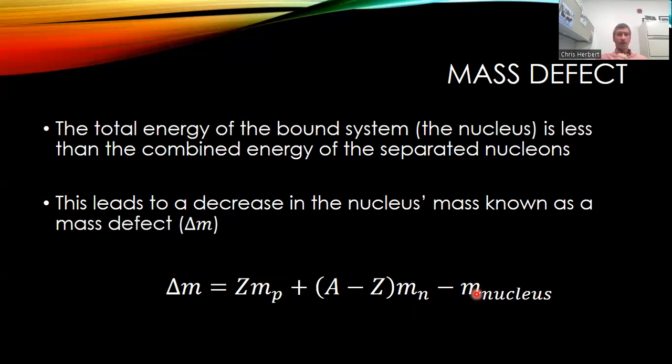So again, my mass defect for the deuteron would be the mass of a proton plus the mass of a neutron minus the mass of the deuteron. And we'll find out that there is a difference.